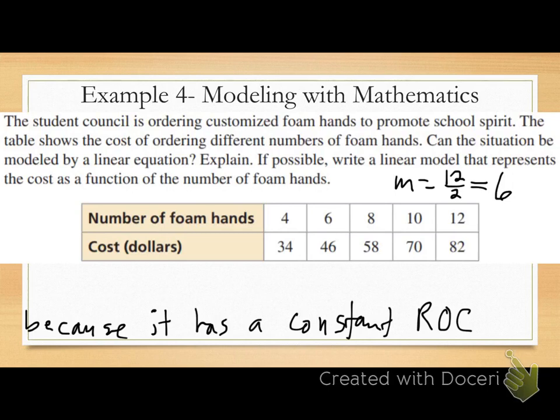If you didn't recognize that from what we just did, you could have just used your slope formula. 82 minus 70 would give me 12. 12 minus 10 would give me 2. 12 over 2 would give me 6. You could use your slope formula, easily find your slope. Any questions there?